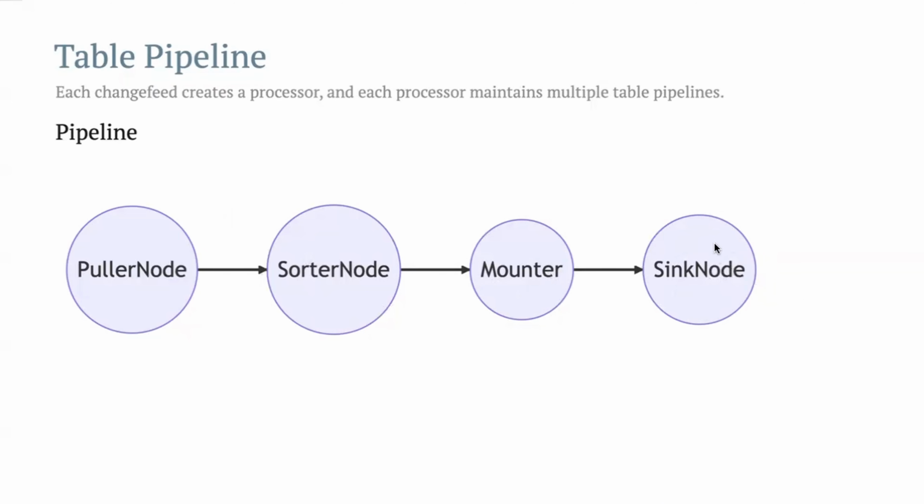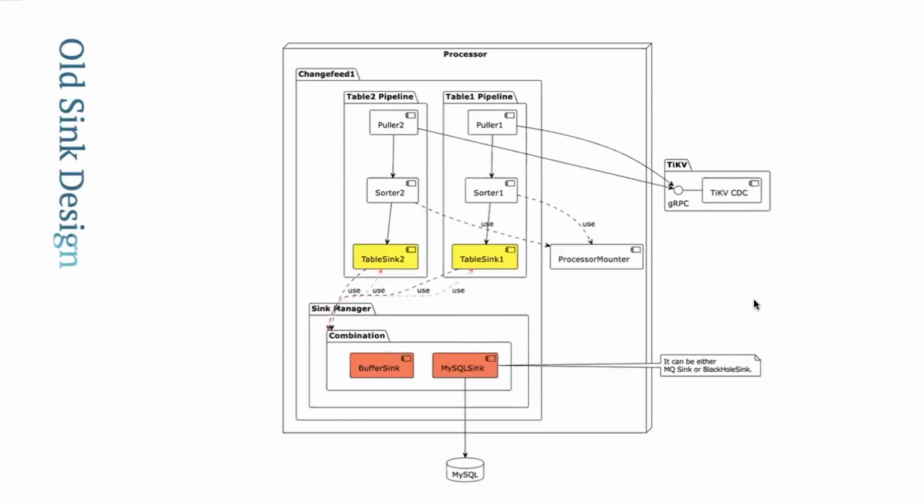Today, I'm gonna focus on this part. Let's check the old sync design. As I said before, the sync is responsible for sending the data to the downstream or the target system. In the older design, we have different types of syncs. The first one is a table sync.